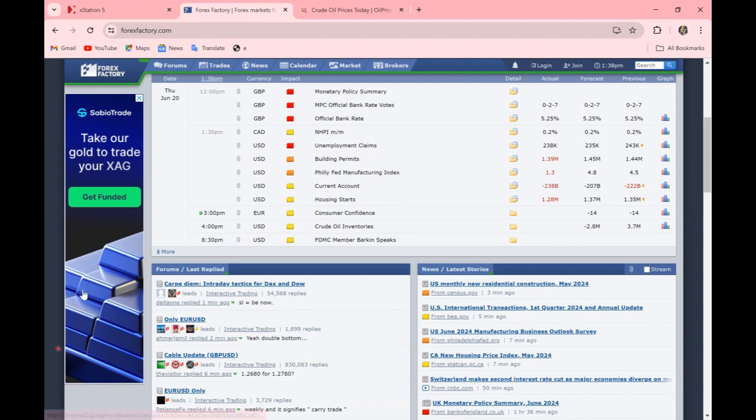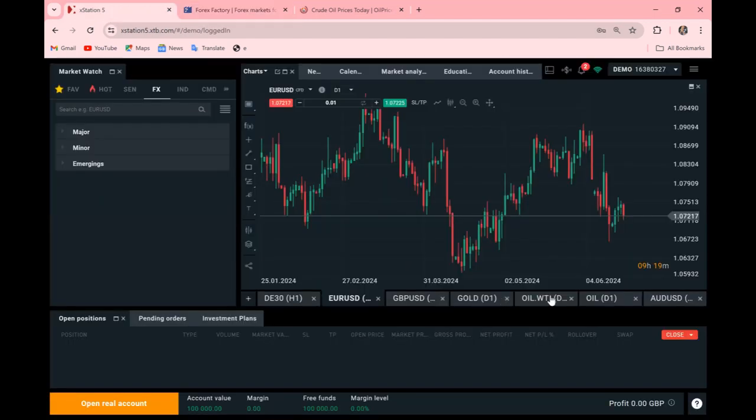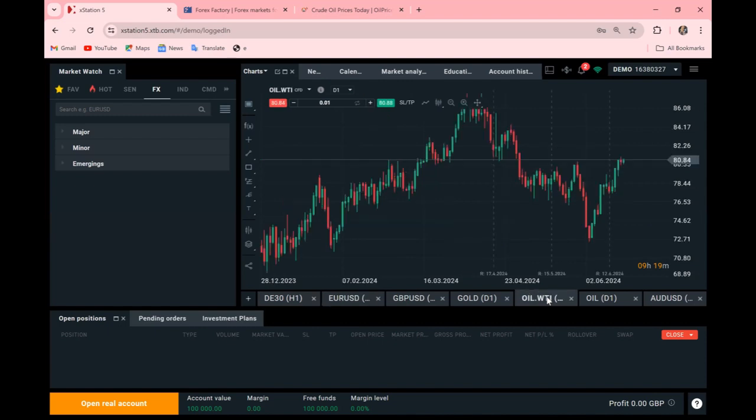Last week, let me check, was around 3.7 million barrel. It was a build up. That is why they are expecting that there will be a shortage. Then when you check the market on oil, the price is already high, so it has broken this resistance here.